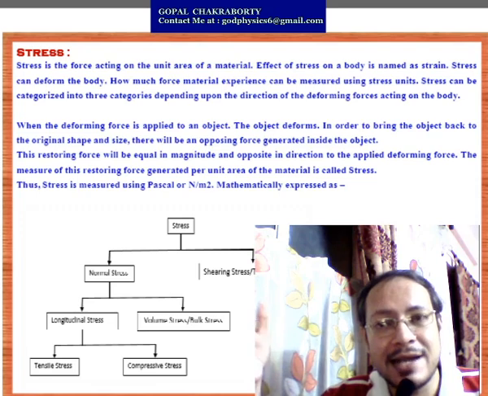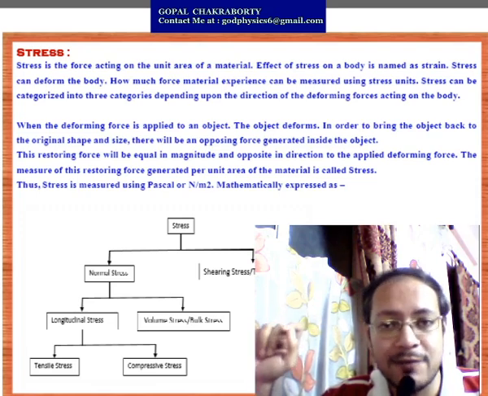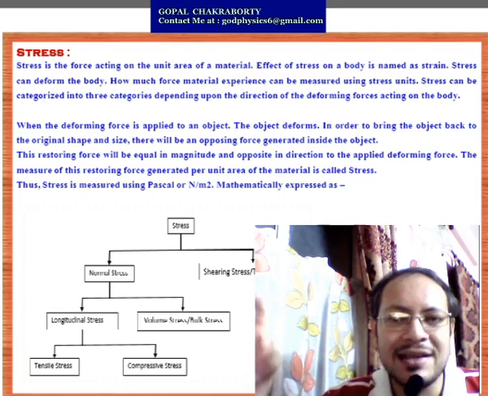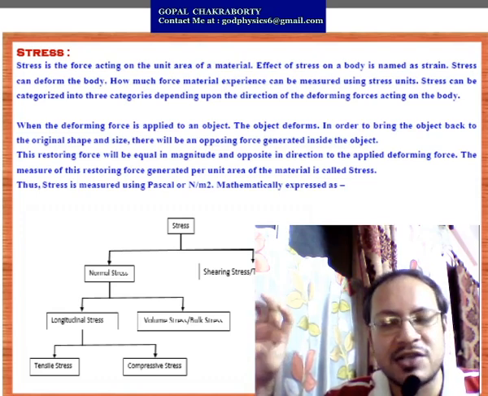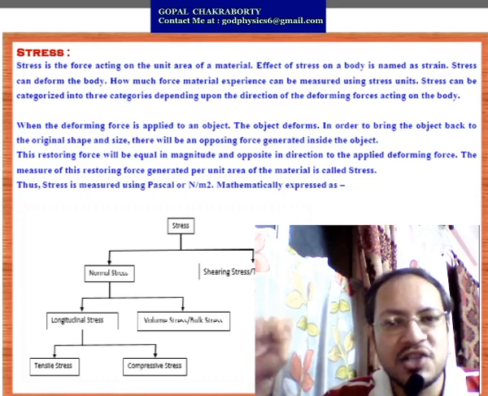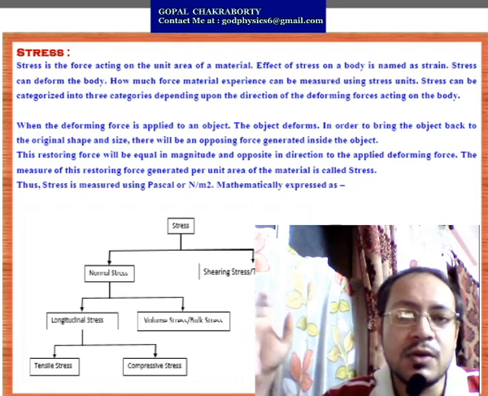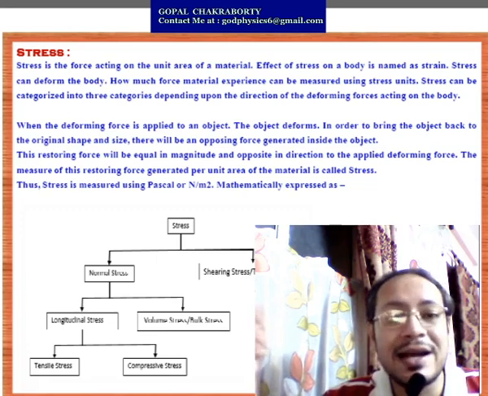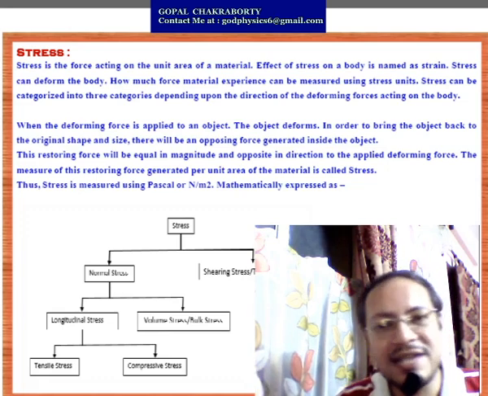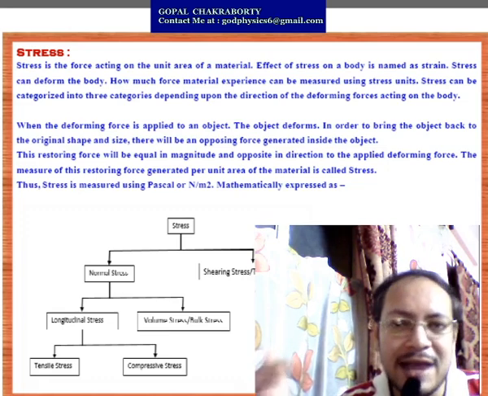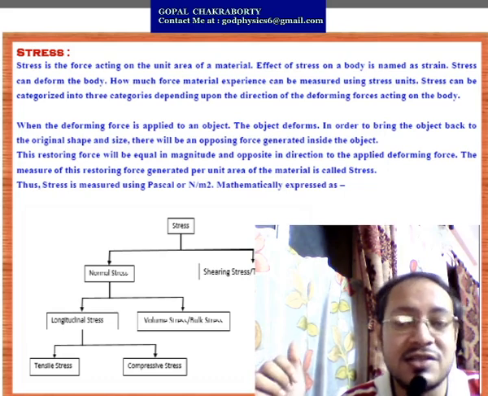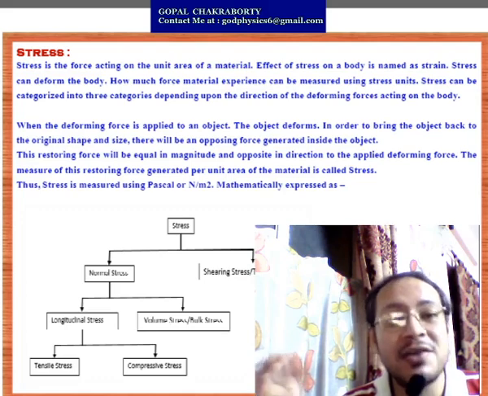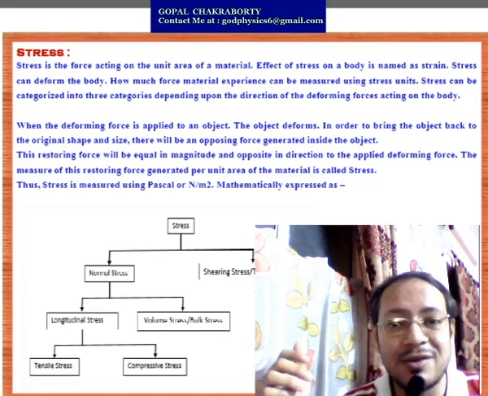As I have discussed, there are two forces: one is the deforming force, another one is the restoring force. When you apply the deforming force, the size or shape of the body will change. Then the internal restoring force comes into play to help the body regain its original size and shape. That restoring force per unit area is called stress.